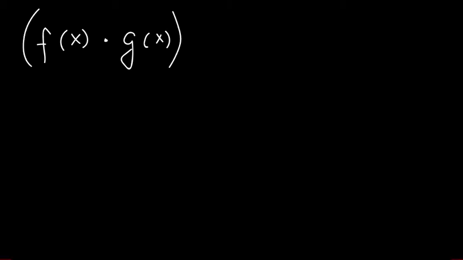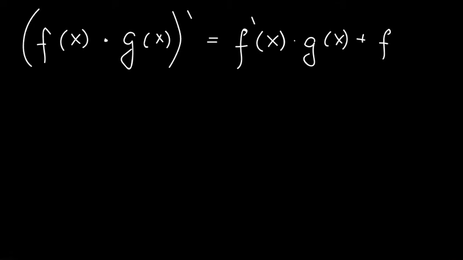Product rule basically says that if we have two functions, f of x and g of x, and these functions are multiplied, and we want to find a derivative of this product, we need to take a derivative of the first function, multiply it by the second function, and add a product of the first function and a derivative of the second function.